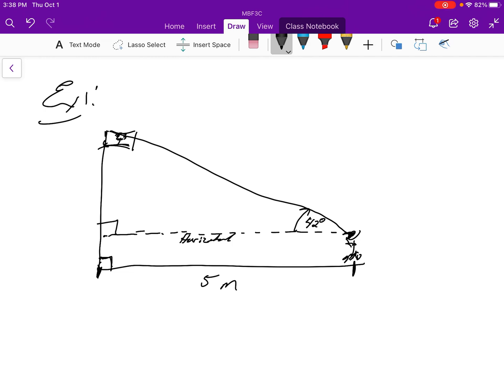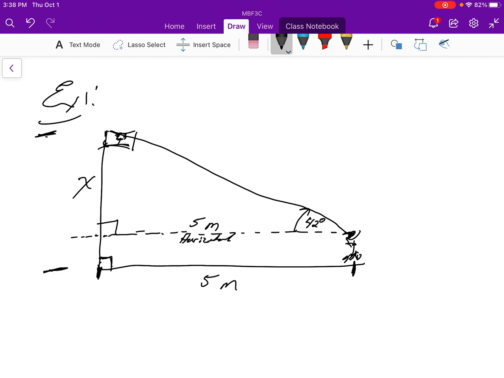Since the bottom rectangle is a rectangle and the distance from the flagpole to us is 5 meters, we know that the distance on the base of this triangle through the horizontal here is also 5 meters long. All right. So what we're trying to do is find out what is the total height of the flagpole from the top of the flagpole to the ground here.